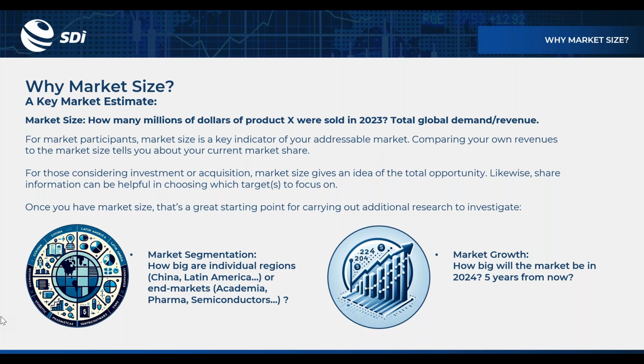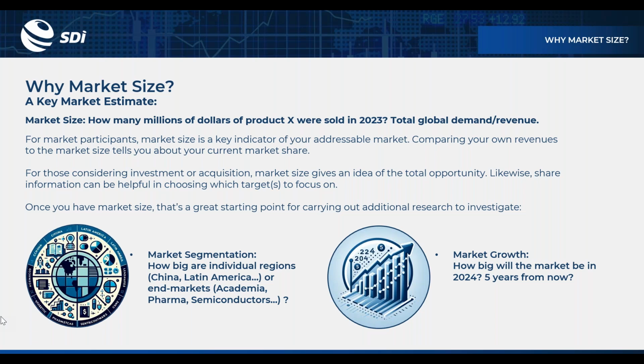Okay, market size. So in this webinar, I've chosen to focus on determining market size. Why is that? Well, it's definitely a fundamental piece of information about any market. It tells you how big is the opportunity. When we're talking about market size, we're usually considering total global demand in revenue. How many millions of dollars of product X were sold last year? If you make product X, total market size gives you a measure of the total opportunity.